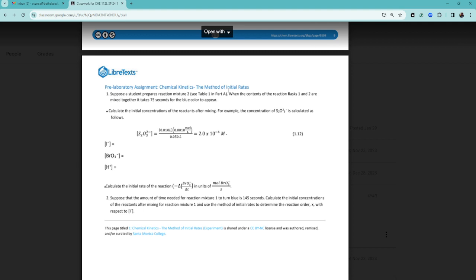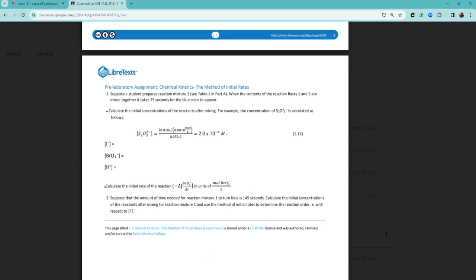Then for question 2, supposing the amount of time needed to turn mixture 1 blue was 145 seconds. Calculate the initial concentrations of the reactants after mixing mixture 1. So mixture 1, 145 seconds. Then determine the reaction order with respect to iodide.